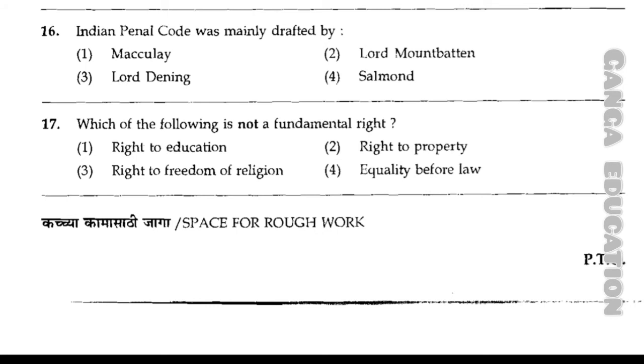Now question number 17. Which of the following is not a fundamental right? Option number 1, right to education. Option number 2, right to property. Option number 3, right to freedom of religion. Option number 4, equality before law. And the correct answer is option number 2, right to property.